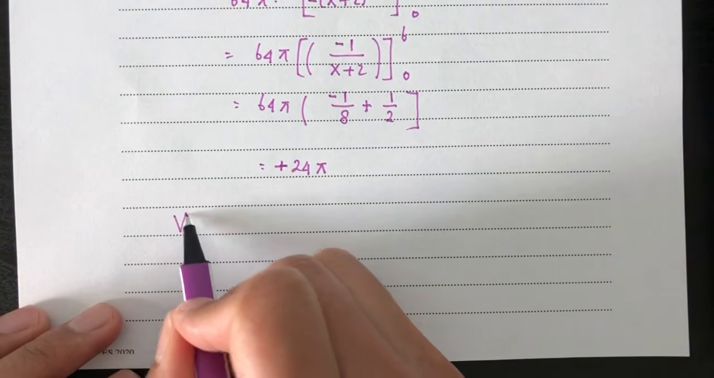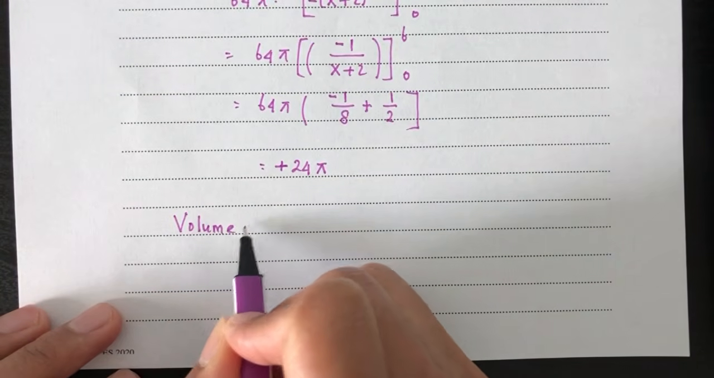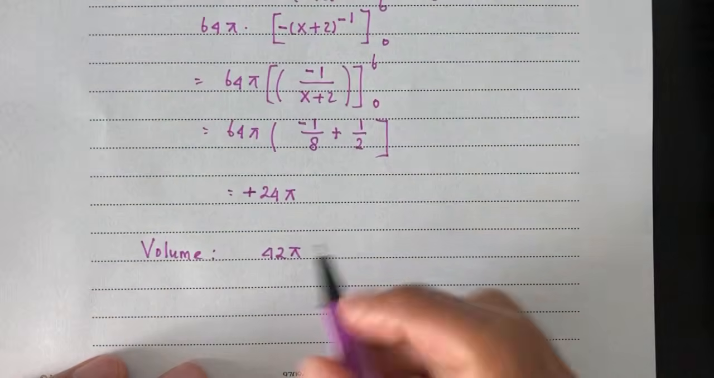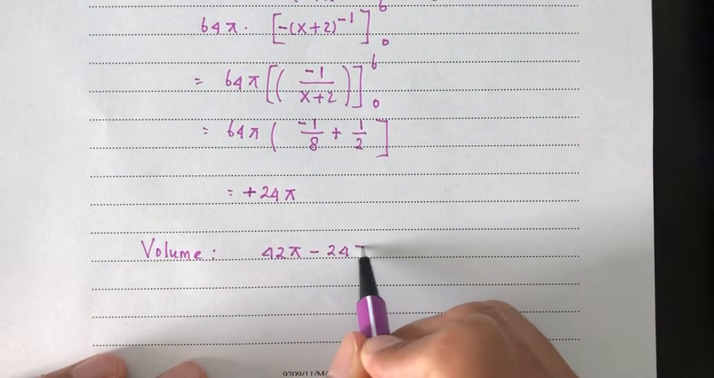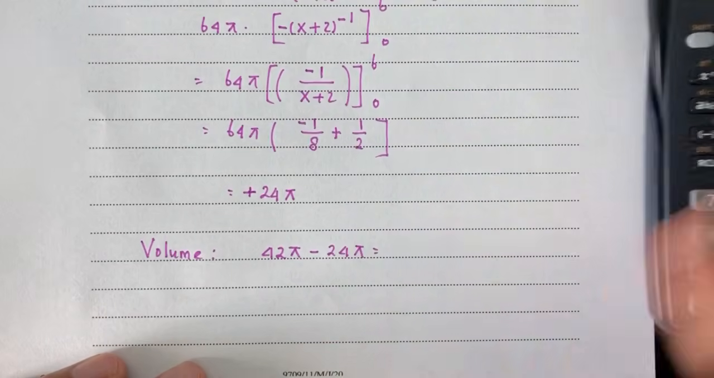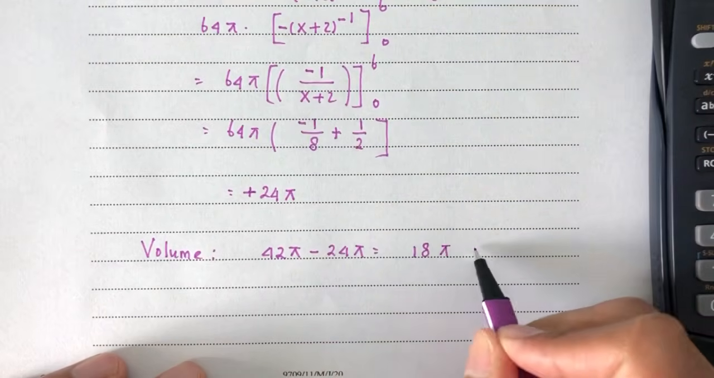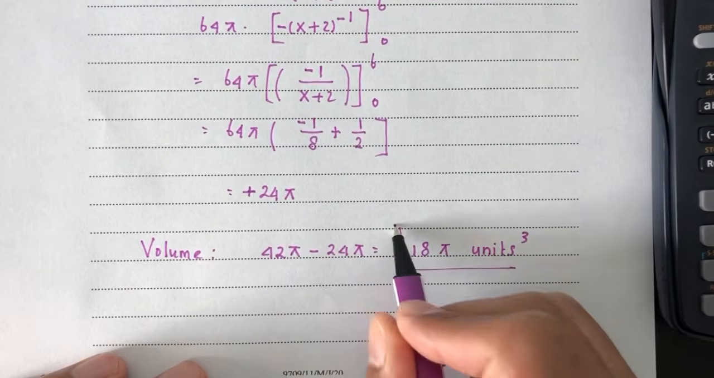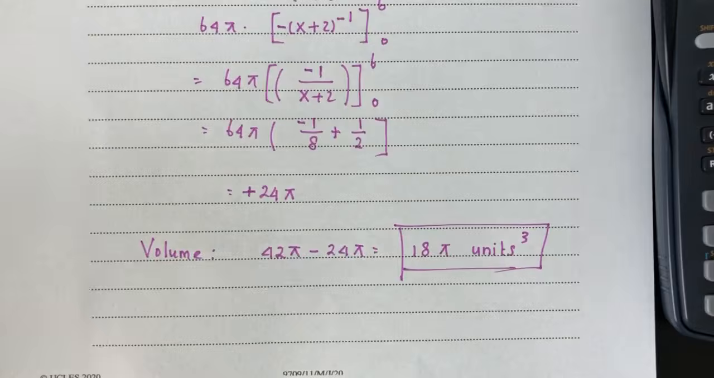Now the volume that we want, that is the last question. It will be 42 pi from the first part minus 24 pi. So 42 minus 24 will be 18 pi units cubed. So this will be your answer for the last question.